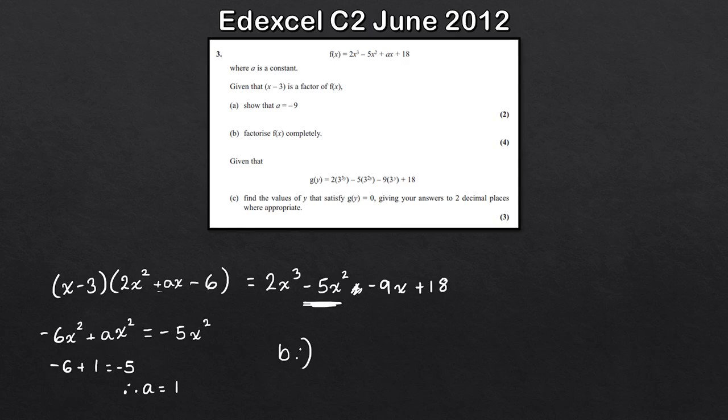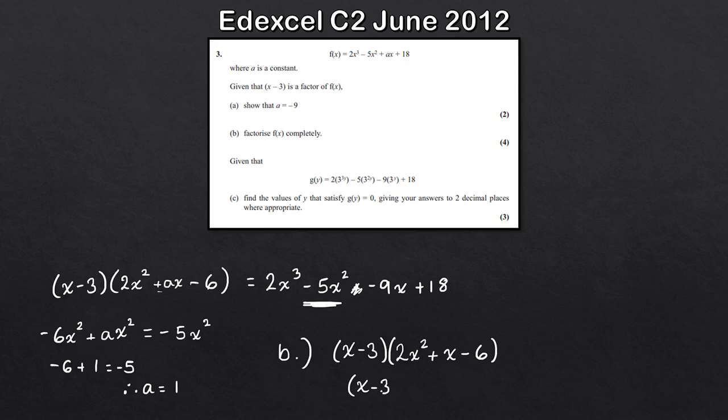Okay, so therefore we can write this out now. Part B here, this is going to be x minus 3 times our quadratic of 2x squared plus x minus 6, but be careful, part B isn't complete here. We need to factorise f of x completely. Well, we can still factorise this quadratic here. So this isn't factorised completely yet.